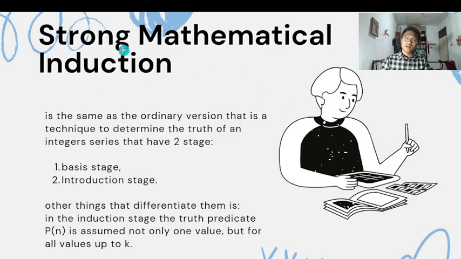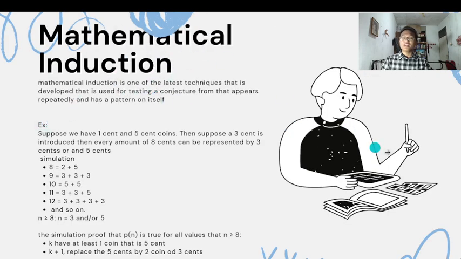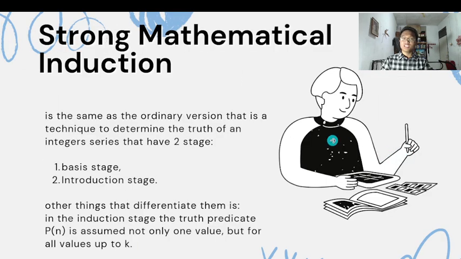Okay then. In the next section we have strong mathematical induction. What is the difference from the regular mathematical induction? Strong mathematical induction is basically the same as the ordinary version. It is a technique to determine the truth of an integer series that has two stages. But the similarity ends there. How we determine it will be different.